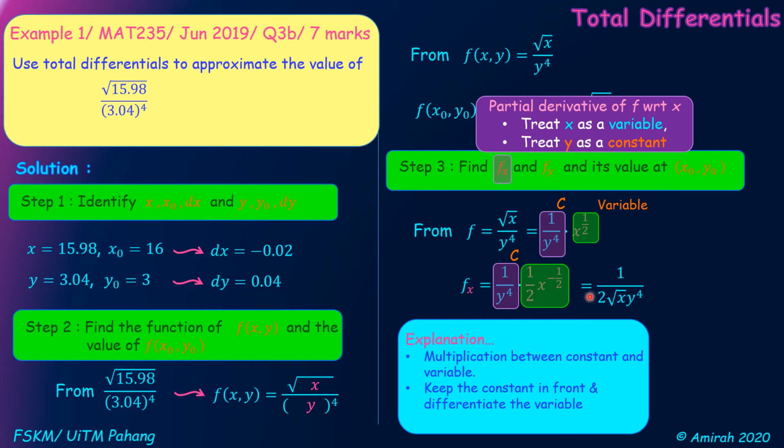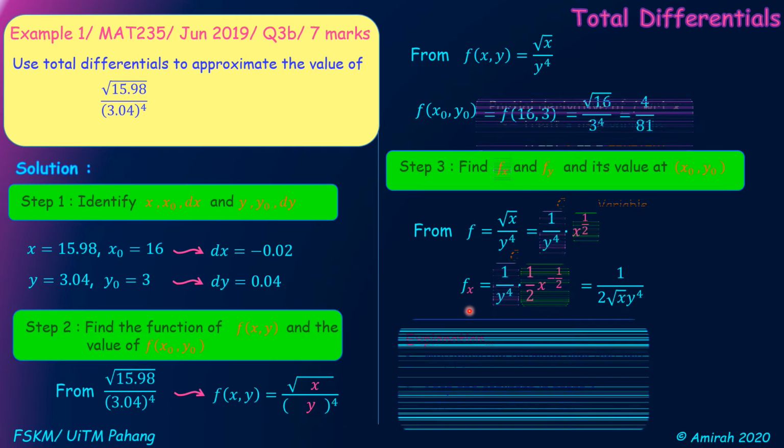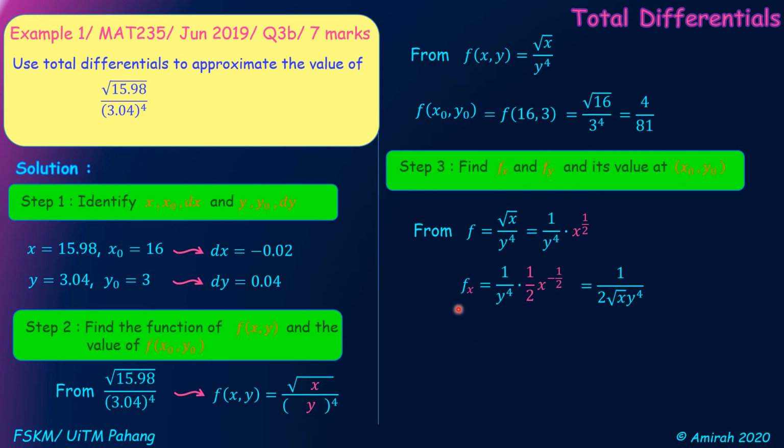After that, we can simplify. So we get 1 over 2. Then we move x to the power of negative half down, so we get x to the power of positive half, which equals the square root of x, and then times y to the power of 4. So this is our fx.